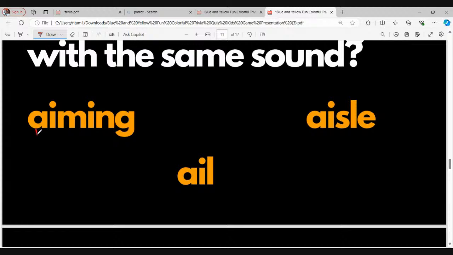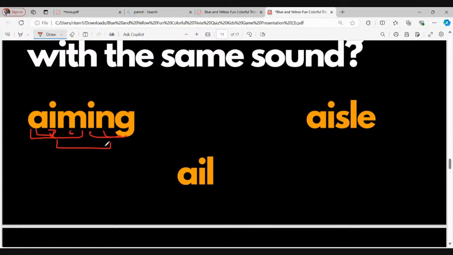Our first word: the A and I makes the sound A. The M makes the sound M, which means the I is silent and the A makes the sound. So we get aim. Remember, ing makes the sound ing, the N and G. We put it together, we get aim, aiming.